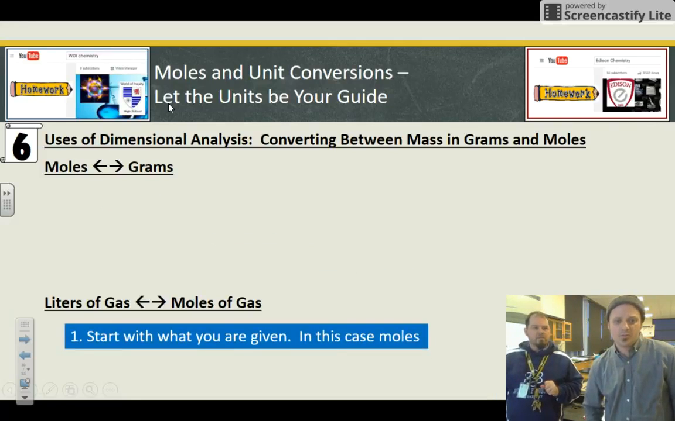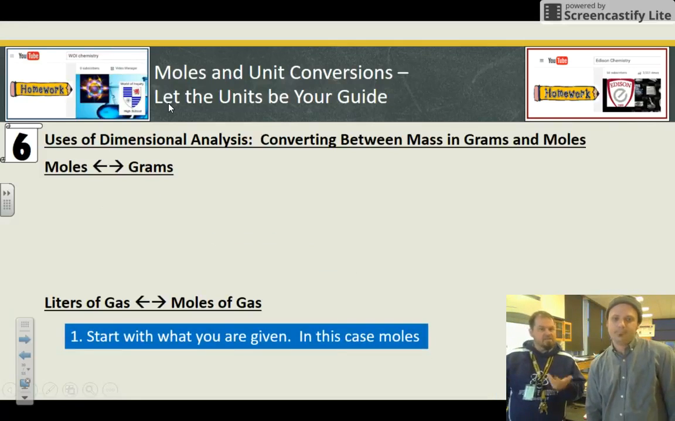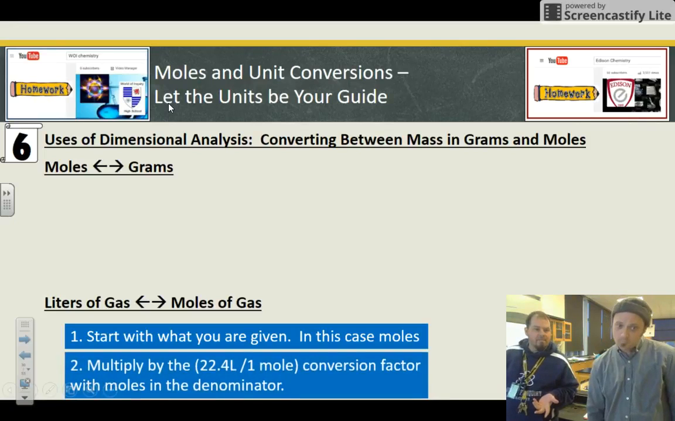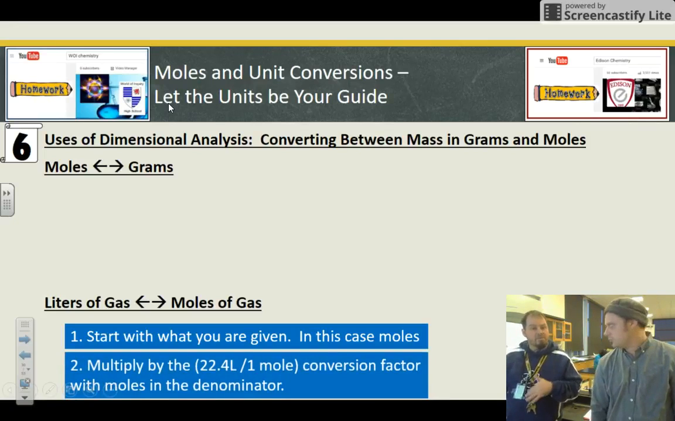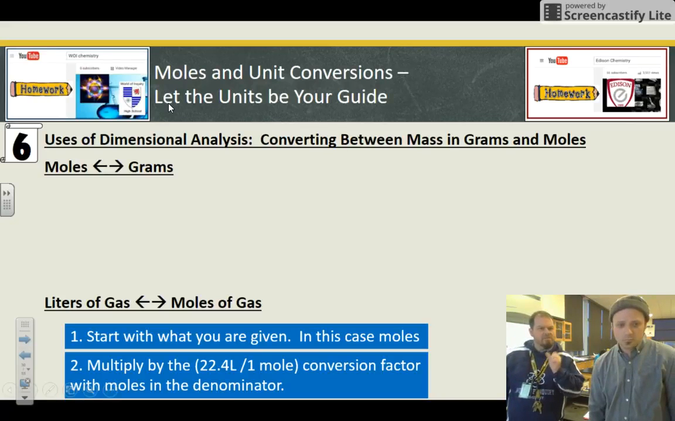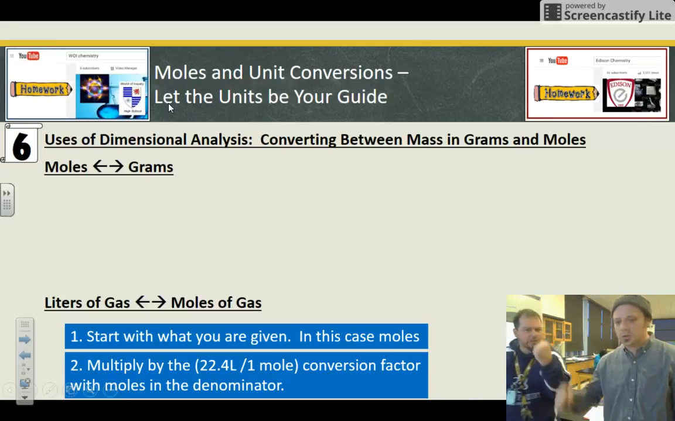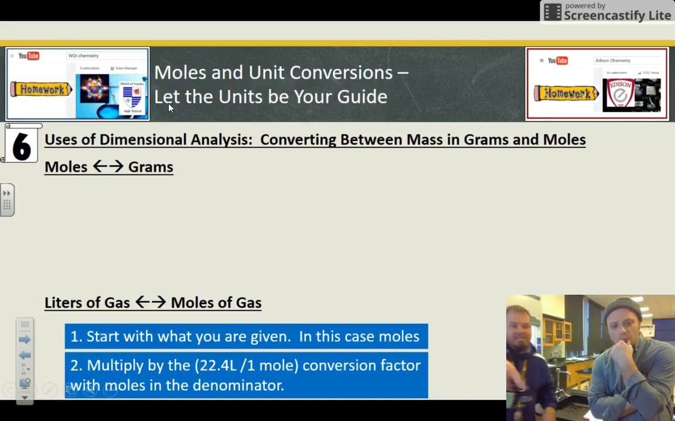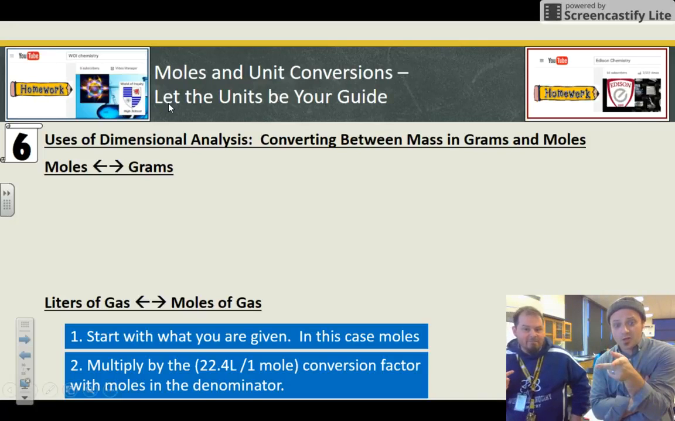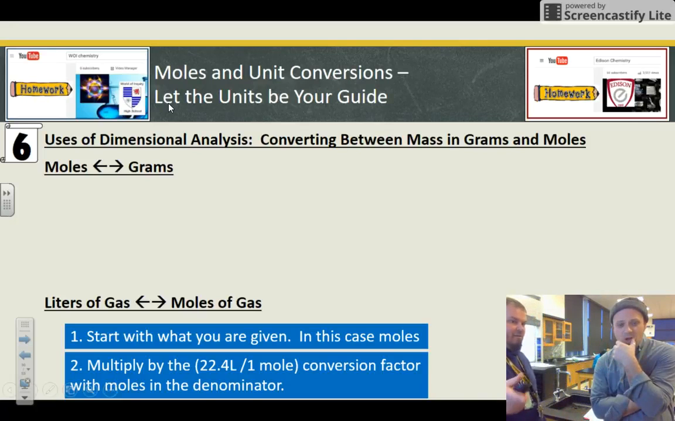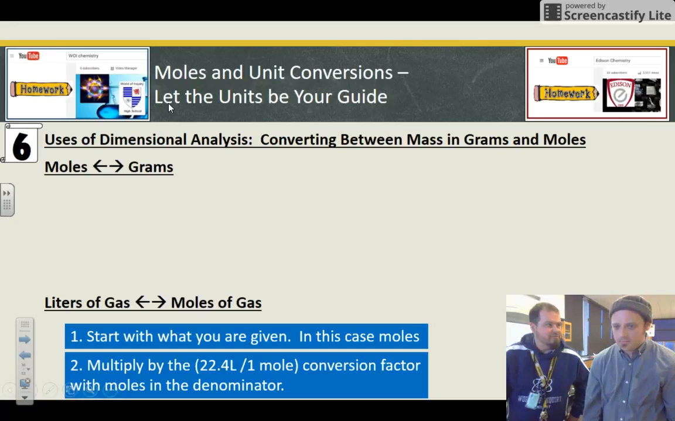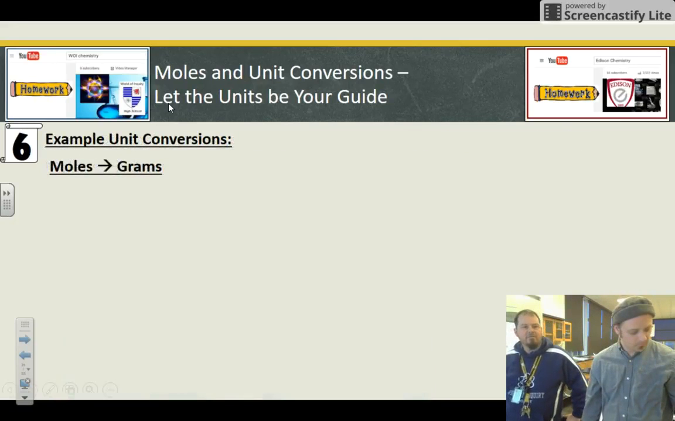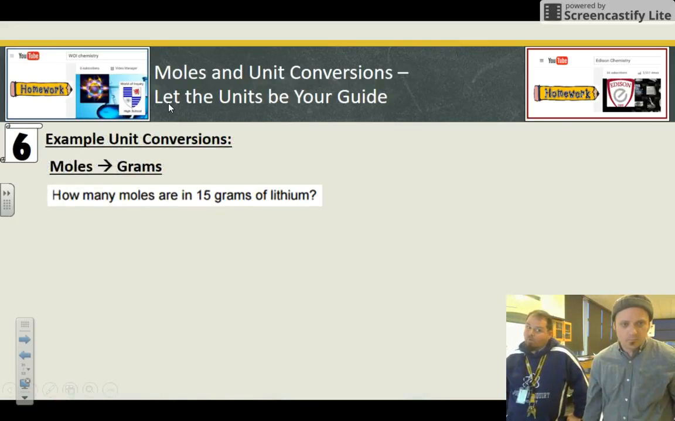Now for gas to moles. So now we're going to start with what we're given. In this case, it's moles. I'm going to multiply by the 22.4 liters over 1 mole, making sure that moles is in my denominator, so it gets rid of it. And it's supposed to have liters in my denominator this time. So this is something we messed up last year. I didn't fix this year. So fix that. Flip that fraction. Flip it. And we'll know if you're listening if you actually flipped it, because we just gave you one.